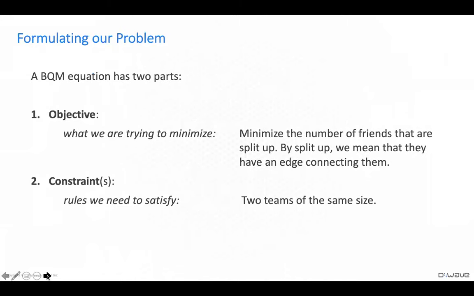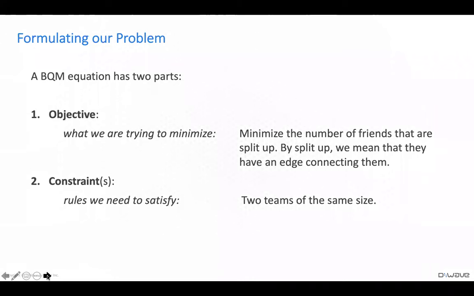So a BQM equation, or QUBO or Ising, has two parts. What are we trying to minimize, the objective? And an example of an objective that I'm not covering today is the traveling salesman problem, where the UPS driver or Amazon driver wants to cover as many houses as possible on her list in a given day, and cover as little distance as possible during that day so she doesn't double back. And the distance might be the thing we're trying to minimize. It might be the objective.